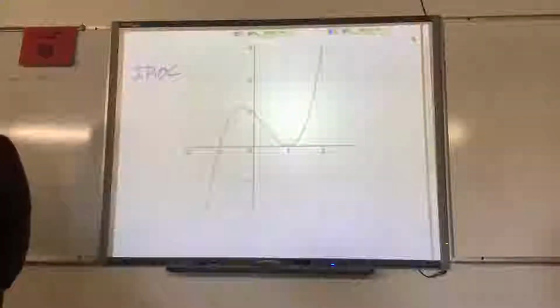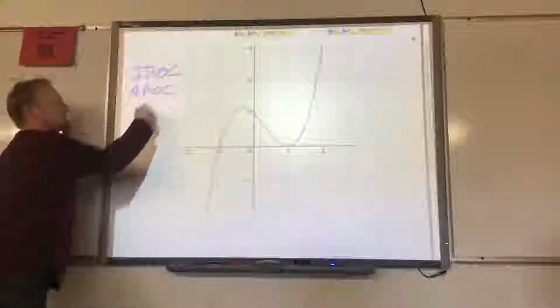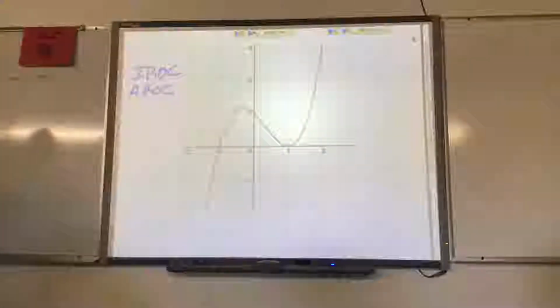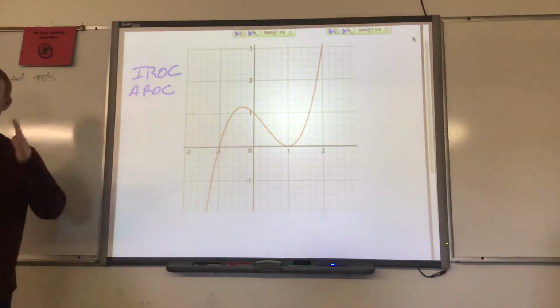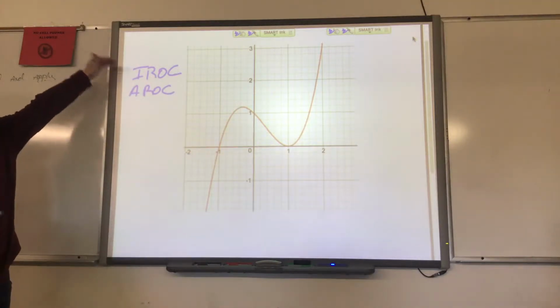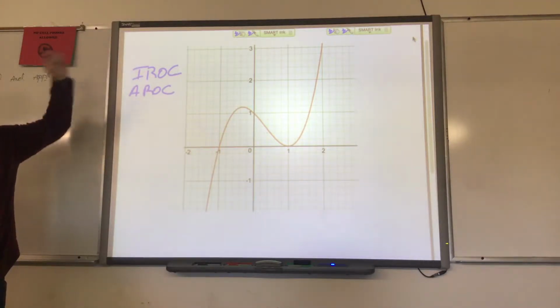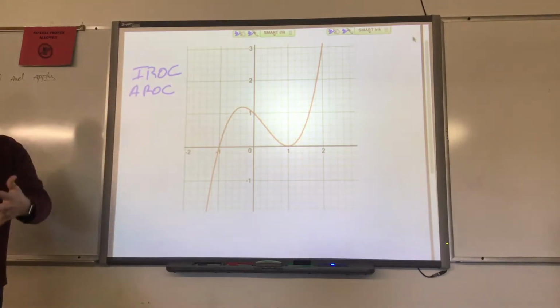Average rates of change. So what are we going to call that? AROC. How do we find AROC? By finding the average between the 2 points. We need two different points. We need an interval to find the average rate of change. Again, where does IROC happen? At one specific location. AROC happens over an interval.